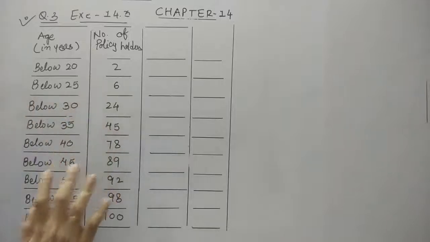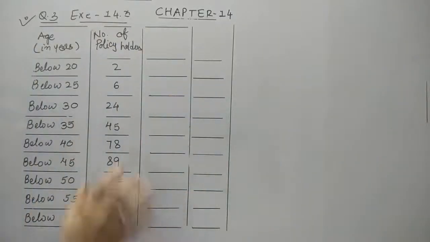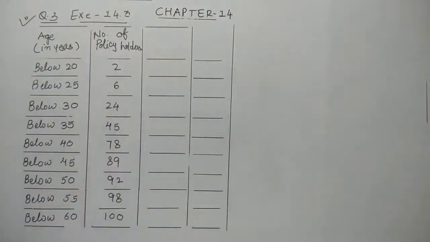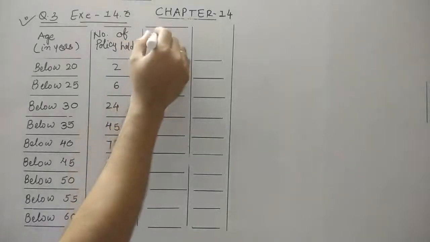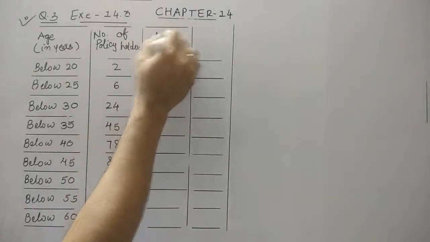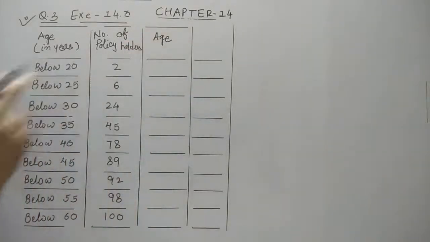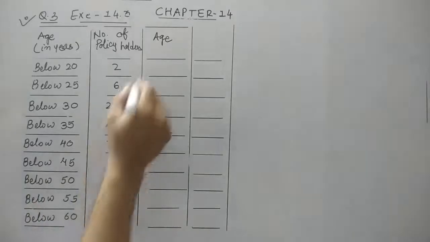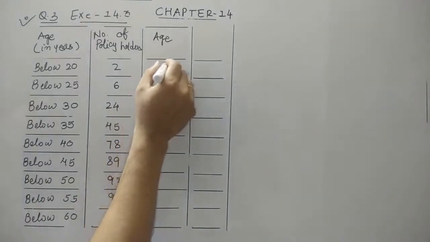तो सबसे पहले हमें इस questions में we have to make a class, because यहाँ पे जब बात करेंगे below 60, मतलब all the 100 policy holders आ गए. So let's make a class, that is the age, जिसको हम class में convert करेंगे. So this first class can be written 18 to 20, मगर हम लिख रहे हैं less than 20.